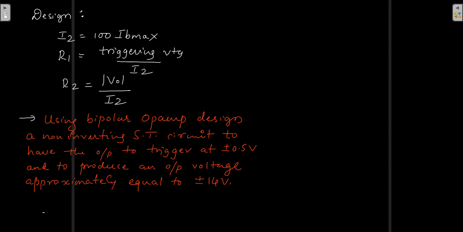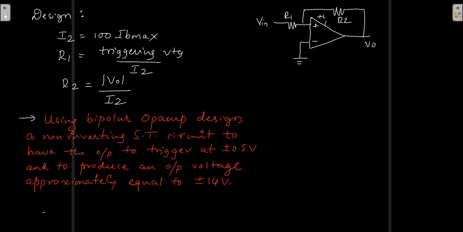This is the simple problem. Again, you have to draw the circuit. Without the circuit, your design becomes incomplete, which I have been telling since the beginning. So this will be minus, this will be plus, this is V in, this is R1, and this is R2, and this is V naught. That's all. This is plus VCC, this is minus VEE. This is the circuit.